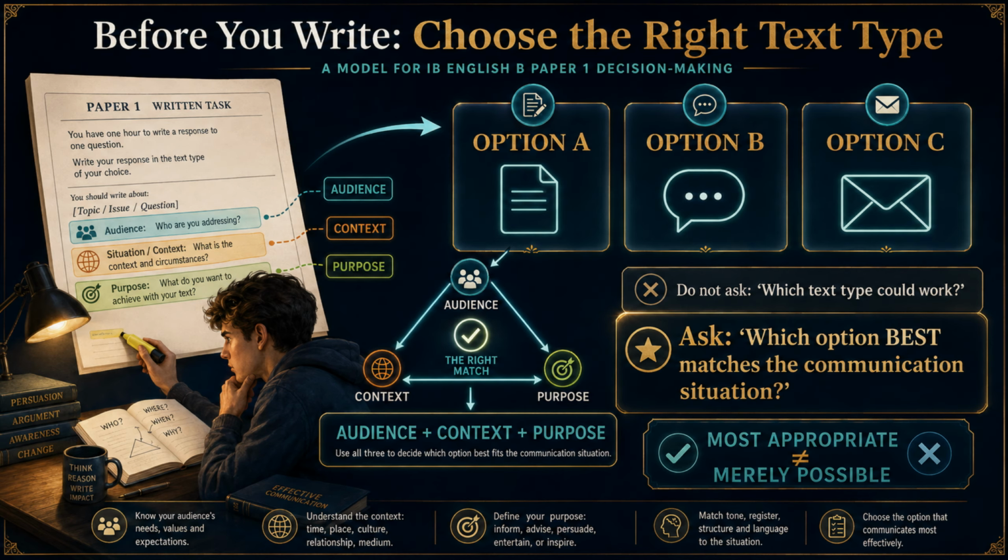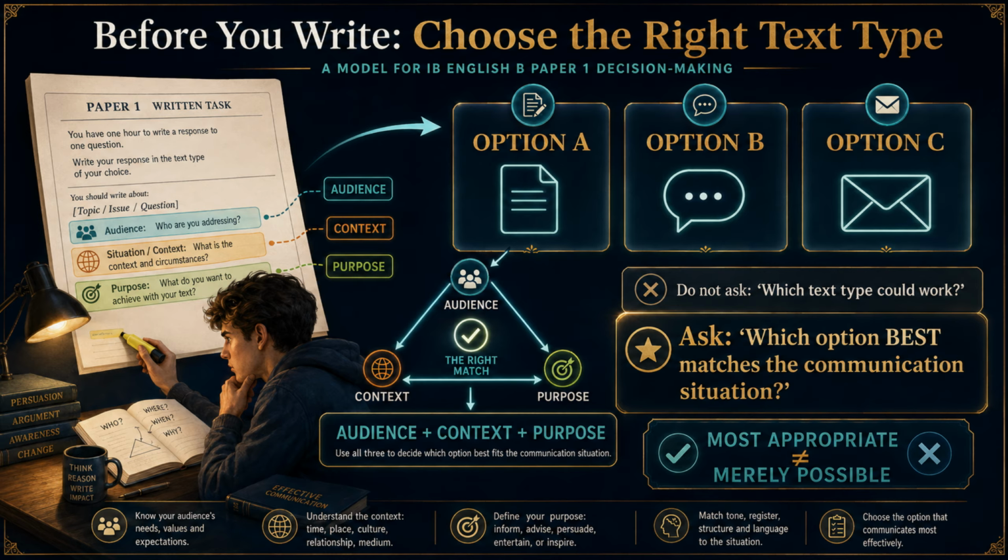But before you think about writing the speech itself, there is an earlier Paper 1 decision to make. Is a speech actually the most appropriate text type? In the exam, you are given a task followed by 3 possible text types. Your job is not simply to choose one that could work. You need to decide which option best matches the audience, the context, and the purpose.